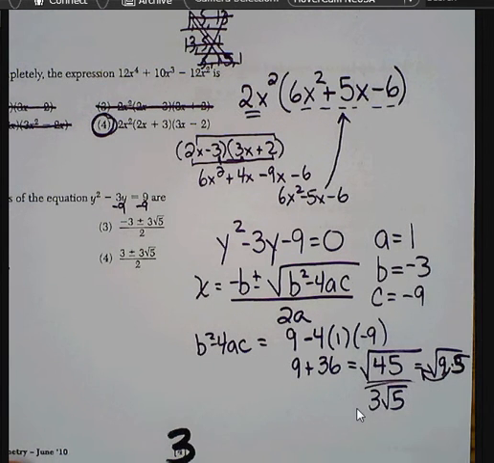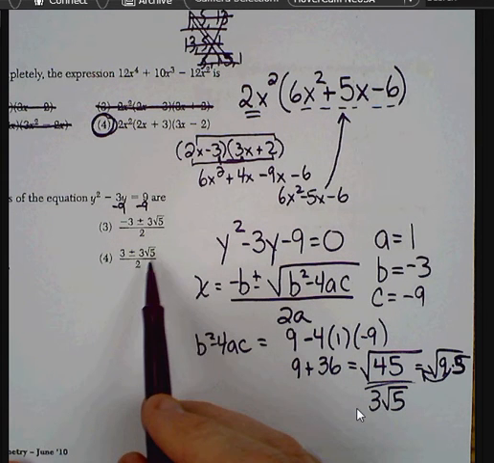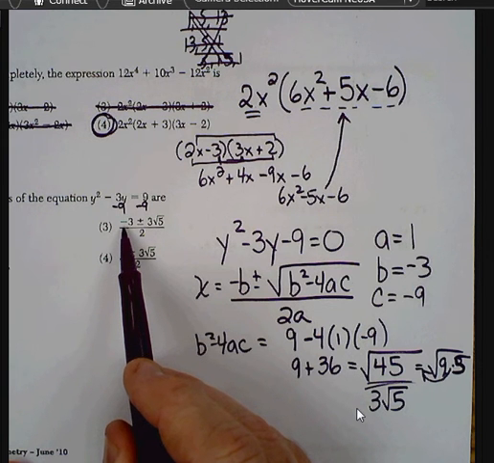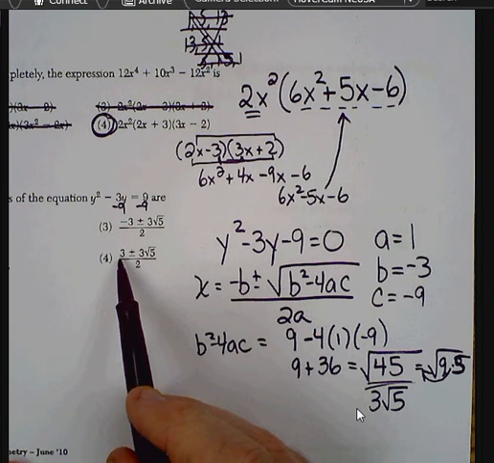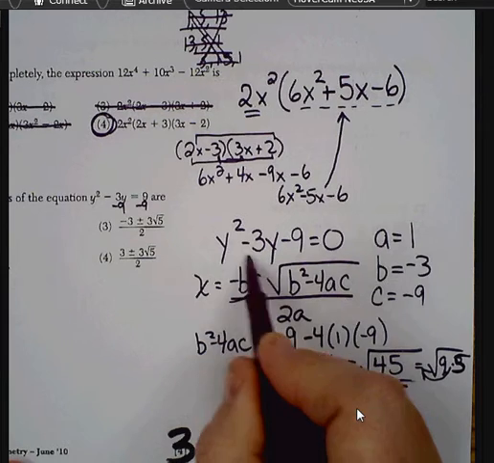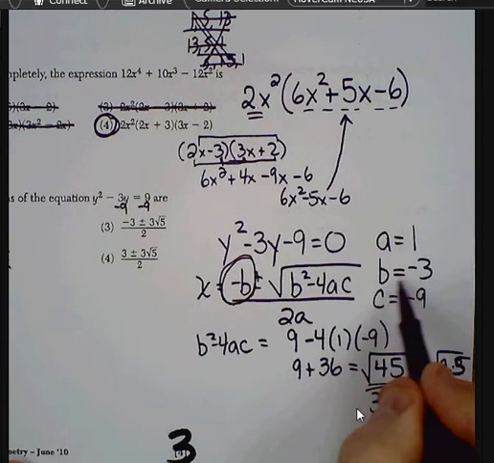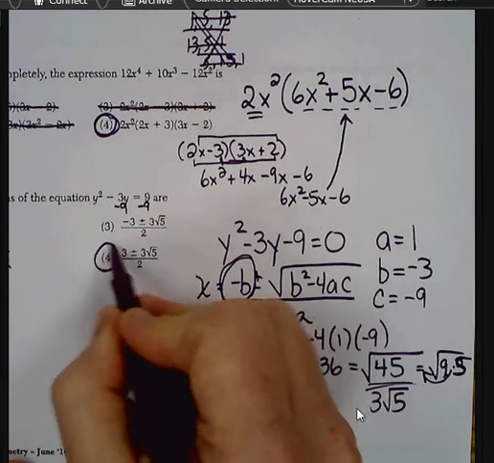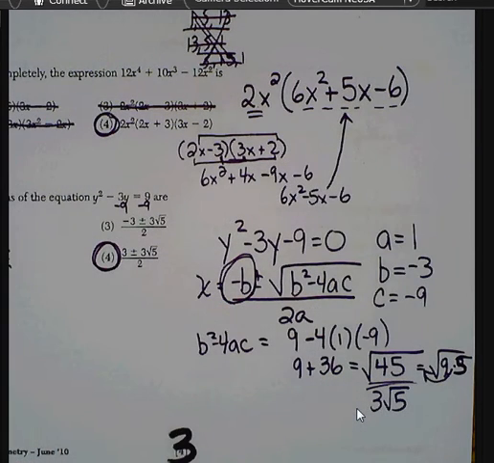I actually didn't even have to simplify the square root of 45 because if you take a look at the difference between these, both answers are the same exact answer, except the number out in front, the 3, is negative here and it's positive here. So let's figure it out. In the formula, it's negative b. Well, if b is already a negative 3, then negative that is a positive 3. So it's choice 4.